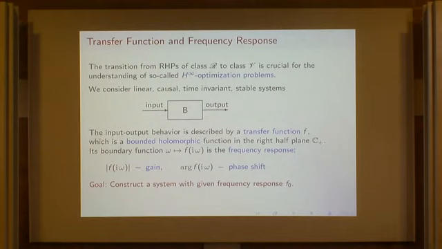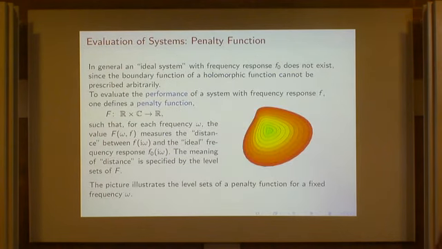So it's an interesting goal to construct a system which has a given frequency response, f0. So what is the obstacle? The obstacle is that this frequency response function is the boundary function of a holomorphic function. And this cannot be prescribed arbitrarily. So we must admit somehow some freedom. And now I explain an optimization problem which was introduced by William Helton in the 1980s. He has a very general setting in order to evaluate the performance of a system. So we have an ideal frequency response function which we would like, which is our goal.